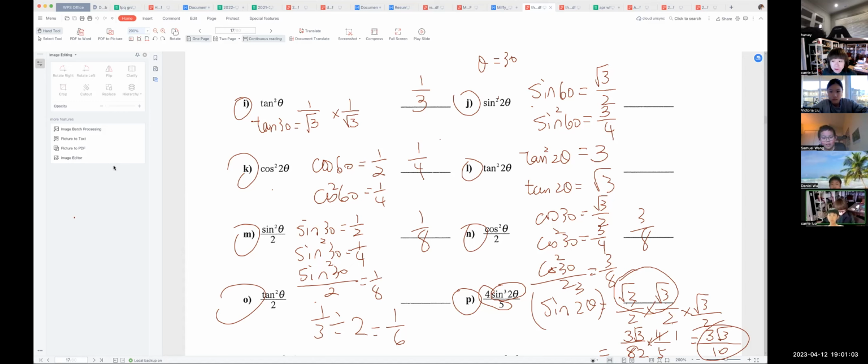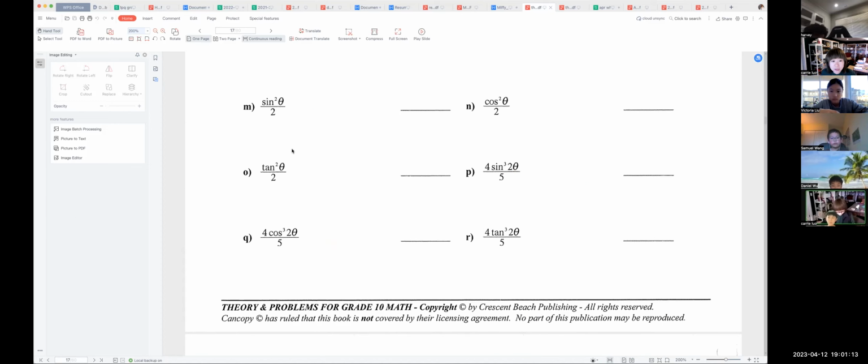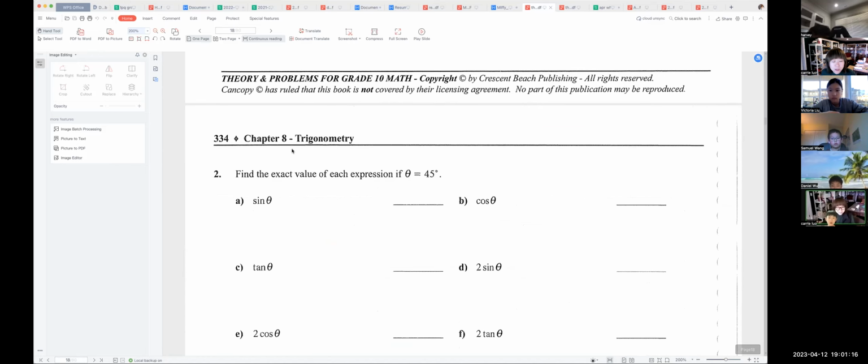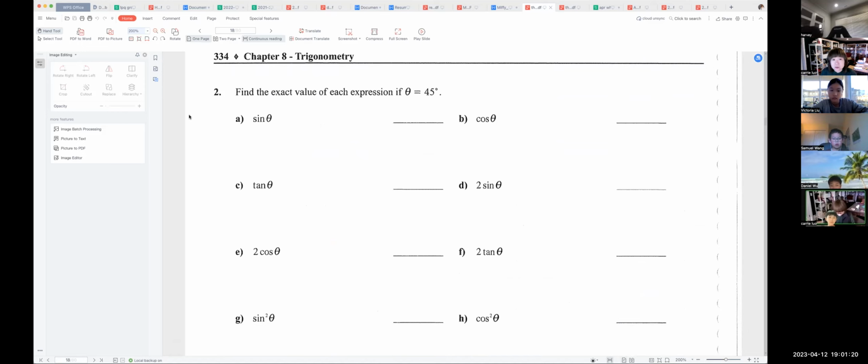Okay, everybody. So the last question is a little bit complicated, but it's just a calculation, okay? So let me tell you. So now let's move forward, okay? So what is the value when theta equals 45? So 8 questions, really quick. Do it yourself.